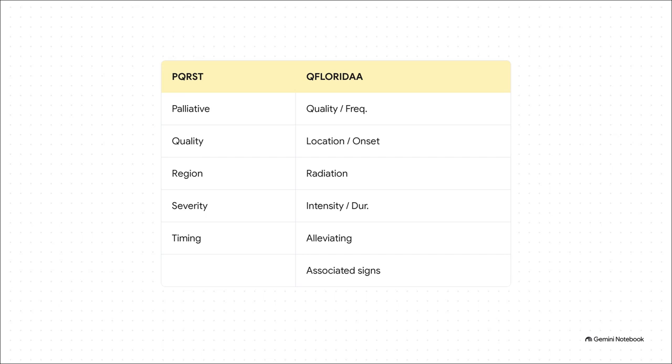Alternatively, there's QFOLR-IDA, which offers a much more exhaustive framework. That one covers quality, frequency, location, onset, radiation, intensity, duration, alleviating factors, and associated signs. It's a mouthful for sure, but whichever framework you choose, utilizing a mnemonic ensures you systematically elicit the necessary info during the patient interview, guaranteeing no critical elements are ever missed when you sit down to document.